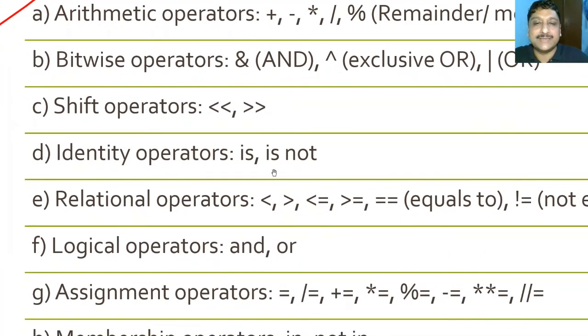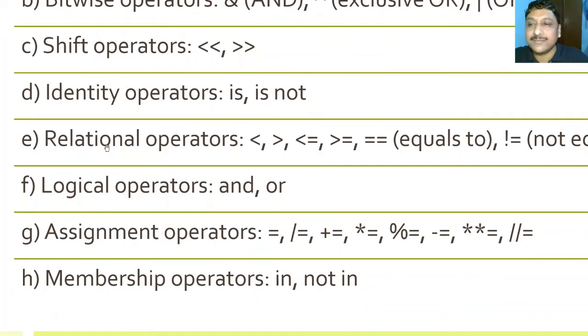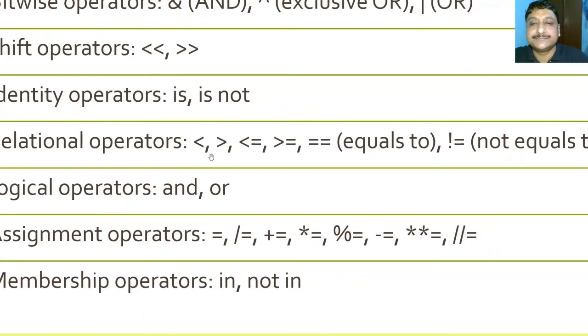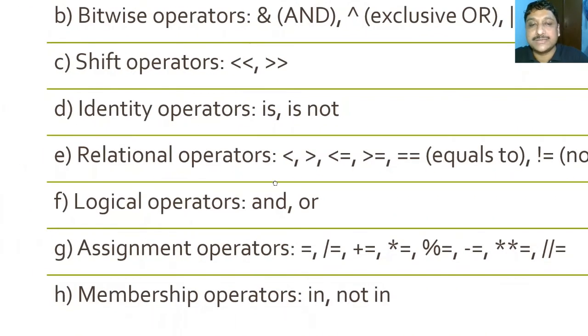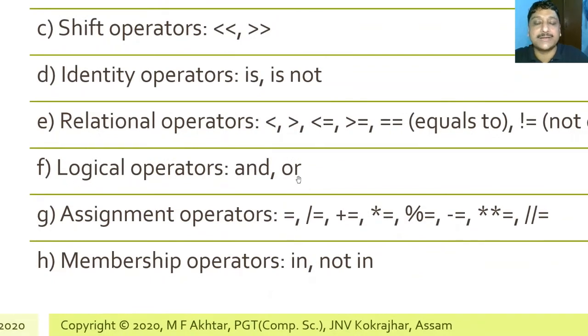Identity operators, is and is not. Relational operators: less than, greater than, less than or equal to, greater than or equal to, double equals, not equal to. Then logical operators, and, or. Assignment operators: equals, slash equals, plus equals. These assignment operators are used with the arithmetic operators. Now the membership operators, in and not in.